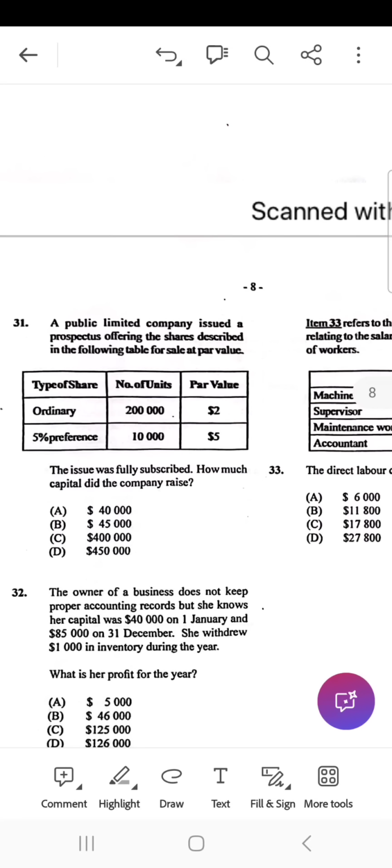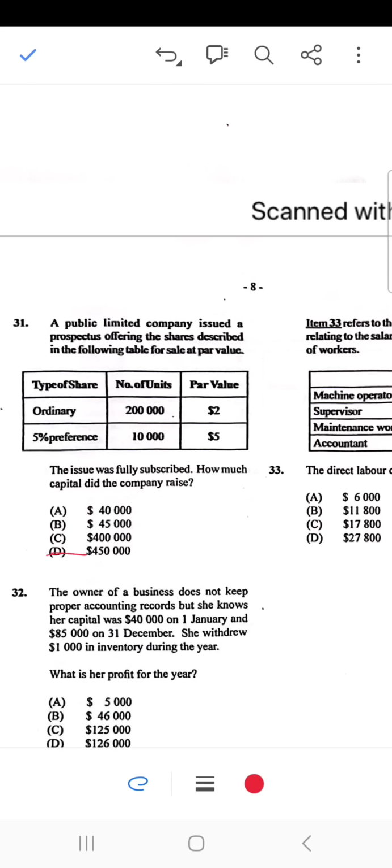Number 31, a public limited company issued a prospectus offering the shares described in the following table below at par value. We see this question all the time. The issue was fully subscribed. How much capital did they raise? That's $200,000 by $2 and $10,000 by $50, which is a total of $450,000.